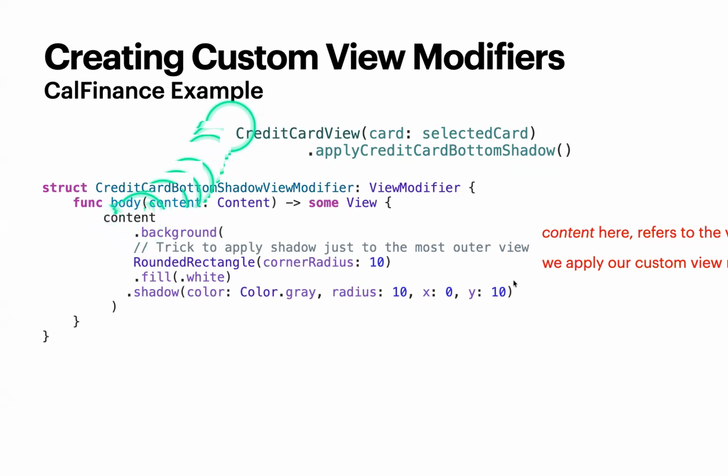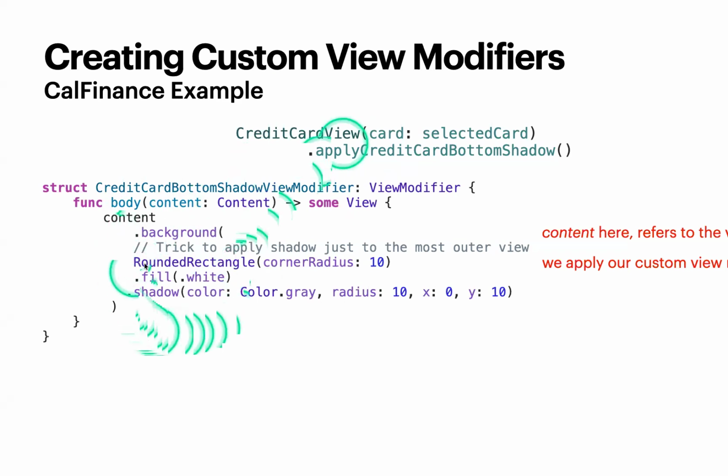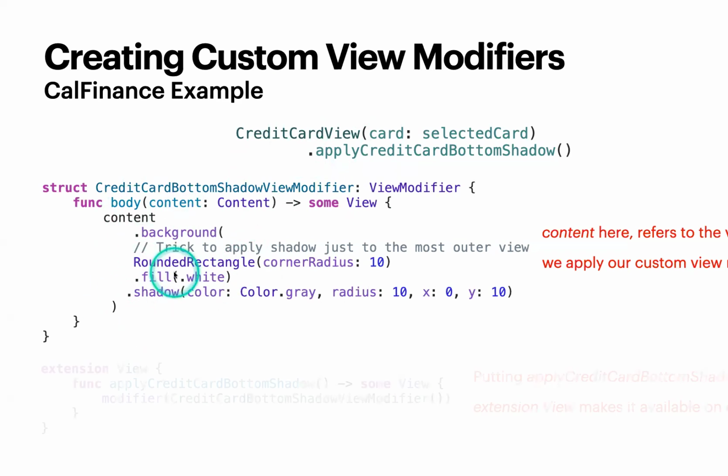And so on content, you're able to apply whatever view modifiers you want to augment it. What we're doing here is applying this background, and also this shadow, onto credit card view, if that makes sense. So again, content is the view of whatever we're applying this view modifier onto, which is this credit card view. And then we can define our own custom things that we want to apply to it.